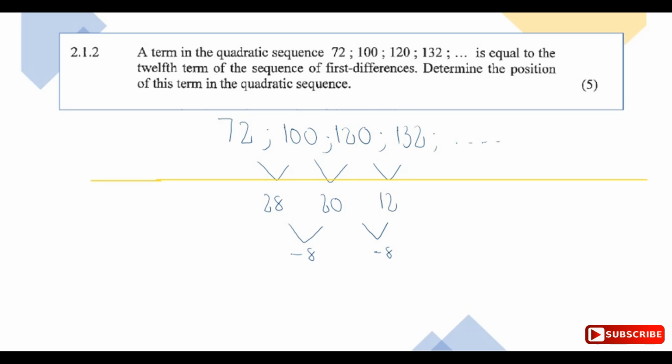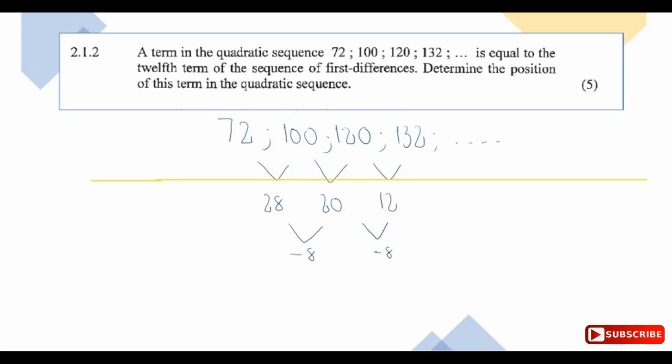We want to determine the 12th term of this sequence of the first difference. And once we get that term, we will be able to substitute that value into the formula of the nth term of our quadratic sequence to get that term that they're looking for. So the first thing that we're going to do, guys, is focus on the sequence of the first differences.